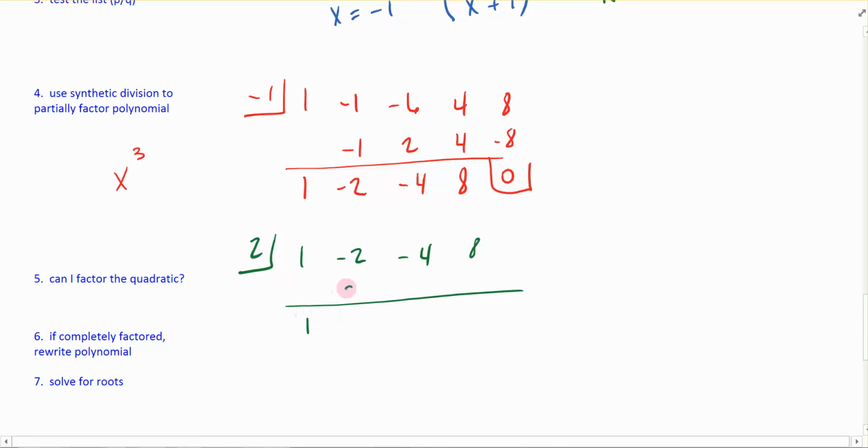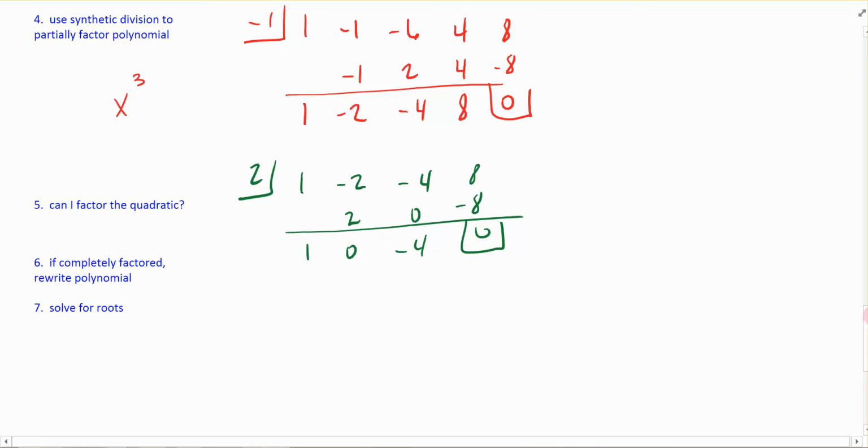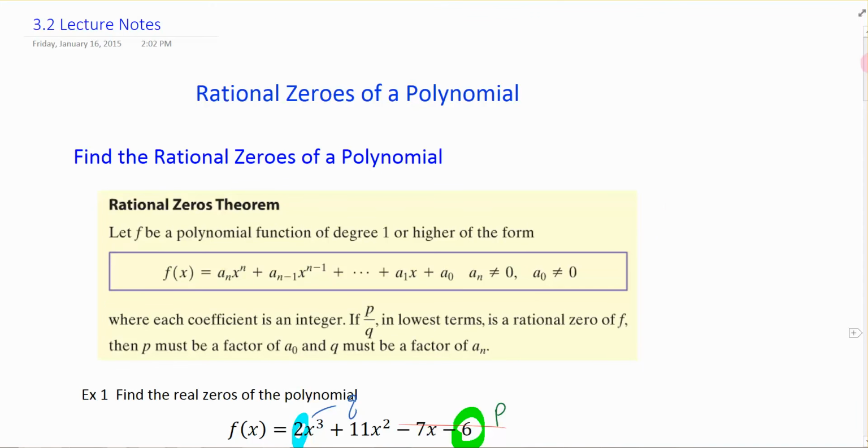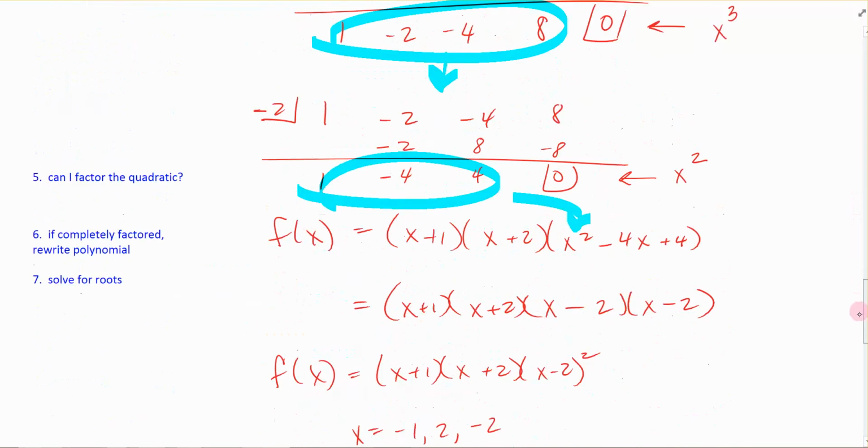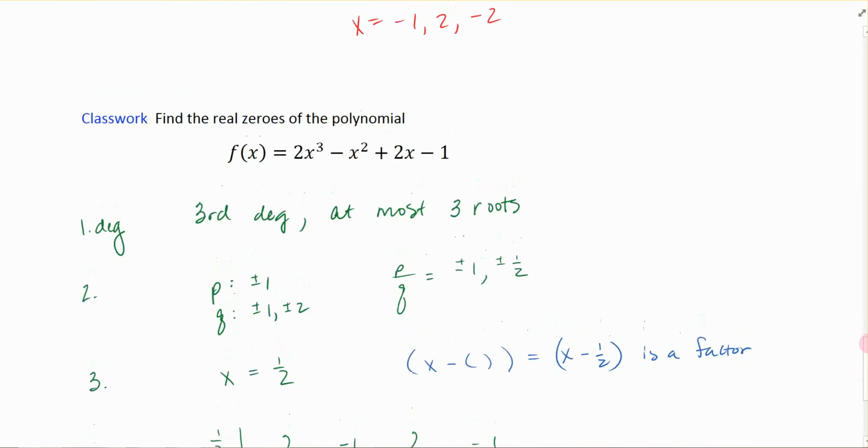We will multiply and add. Multiply and add. Multiply and add, and I get a 0, so I know that I can stop. Now we reduced this by one more factor. That means that I am looking at a second degree polynomial, and I know how to factor that.